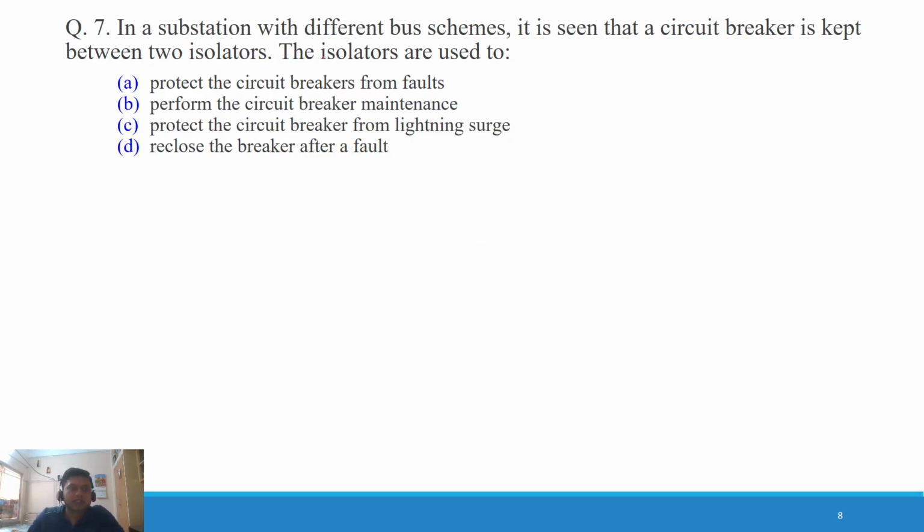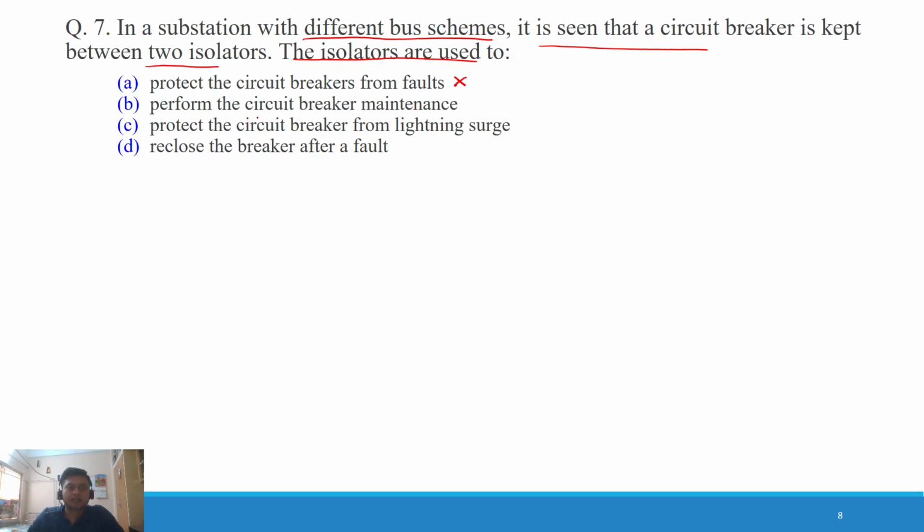The next problem is also related to isolators. In a substation with different bus schemes, it is seen that a circuit breaker is kept between two isolators. The isolators are used to: protect the circuit breaker from faults, perform circuit breaker maintenance, protect the circuit breaker from lightning surge, and the last option is reclose the breaker after a fault. So the first option, protect the circuit breaker from fault, is not like that. The relay gives a tripping signal to the circuit breaker if any fault happens.